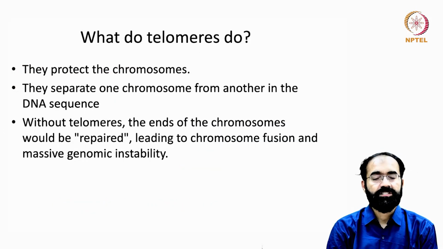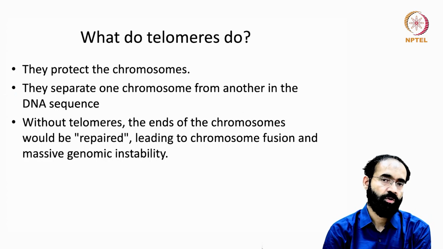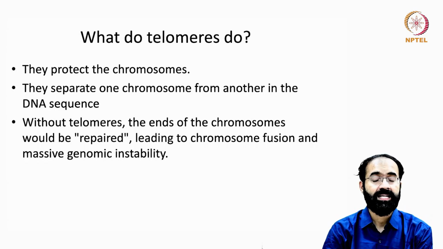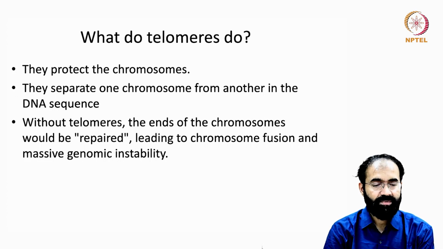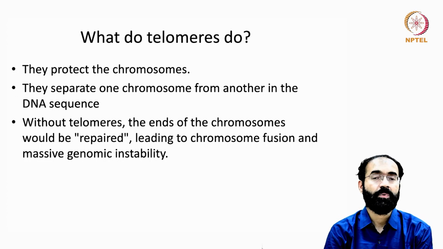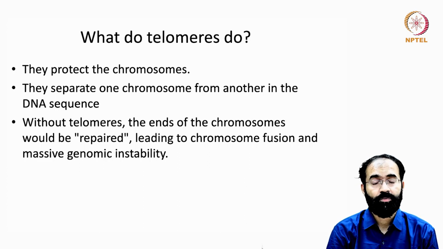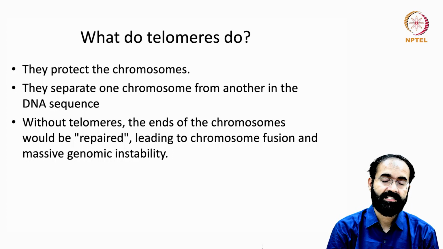So what do telomeres do? In simplistic form, we can say they protect the chromosome. They separate one chromosome from another in the DNA sequence, so they prevent chromosome fusion. You may have heard about the famous example of the Philadelphia chromosome that causes cancer. That BCR-ABL is a well-studied example.